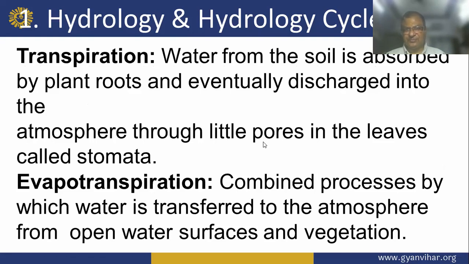Transpiration: water from the soil is absorbed by plant roots and eventually discharged into the atmosphere through little pores in the leaves called stomata. Evapotranspiration is the combined process by which water is transferred to the atmosphere from the open water surface and vegetation.